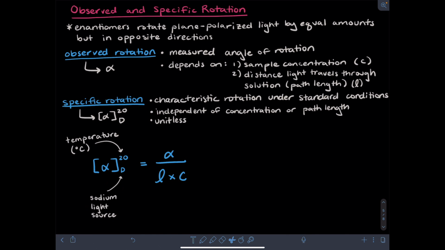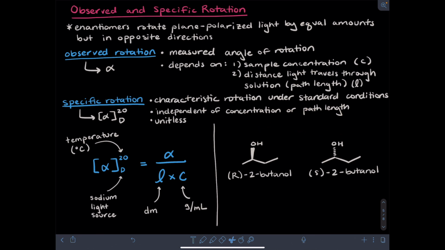And the 20 is the typical temperature in degrees Celsius that the experiment is run at. The path length L is reported in units of decimeters. This is 1/10 of a meter. And concentration is given in grams per milliliter.